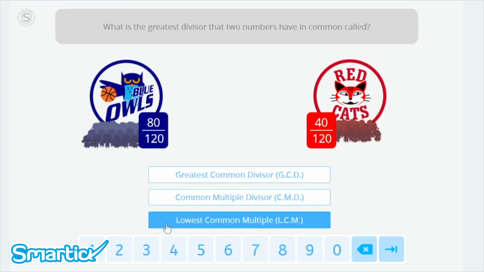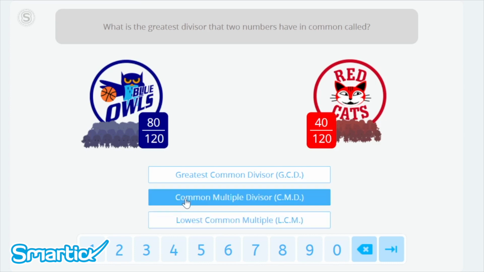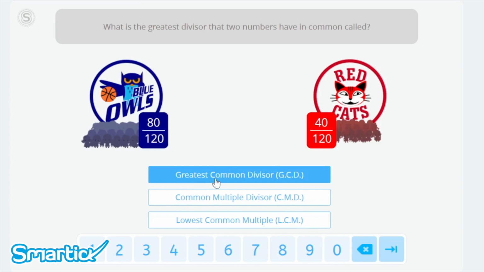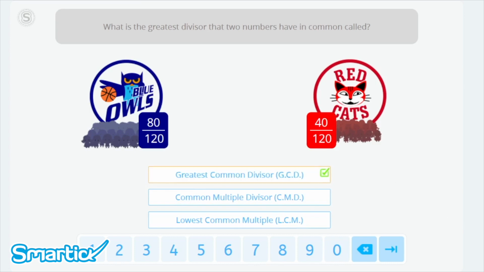Okay, so the lowest common multiple, LCM, can't be that one. This would give us a multiple. We're looking for a divisor, so not that one. Common multiple divisor, CMD. No, that doesn't exist. Greatest common divisor? Yeah, definitely, GCD. Exactly. The greatest common divisor.